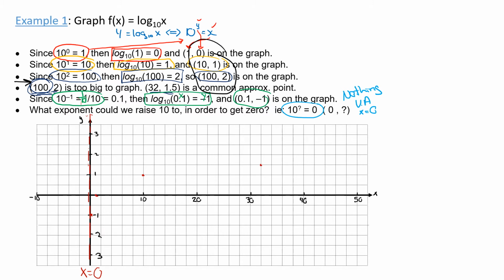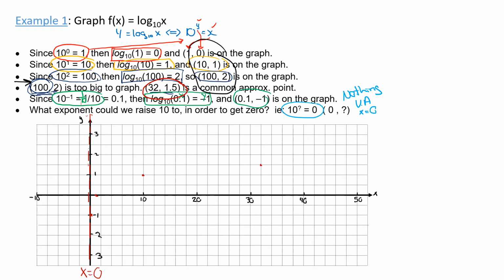Right, there we go. I just wanted to point out that one coordinate, 32, 1.5, is an approximate coordinate, right? 32, 1.5 is not exactly a power of 10. We're not going to get 32 exactly, but it's a common practice to use that number. Okay, so we've got our red dots here and my asymptote. I know I cannot cross a vertical asymptote. I can sometimes cross a horizontal one, but never a vertical.